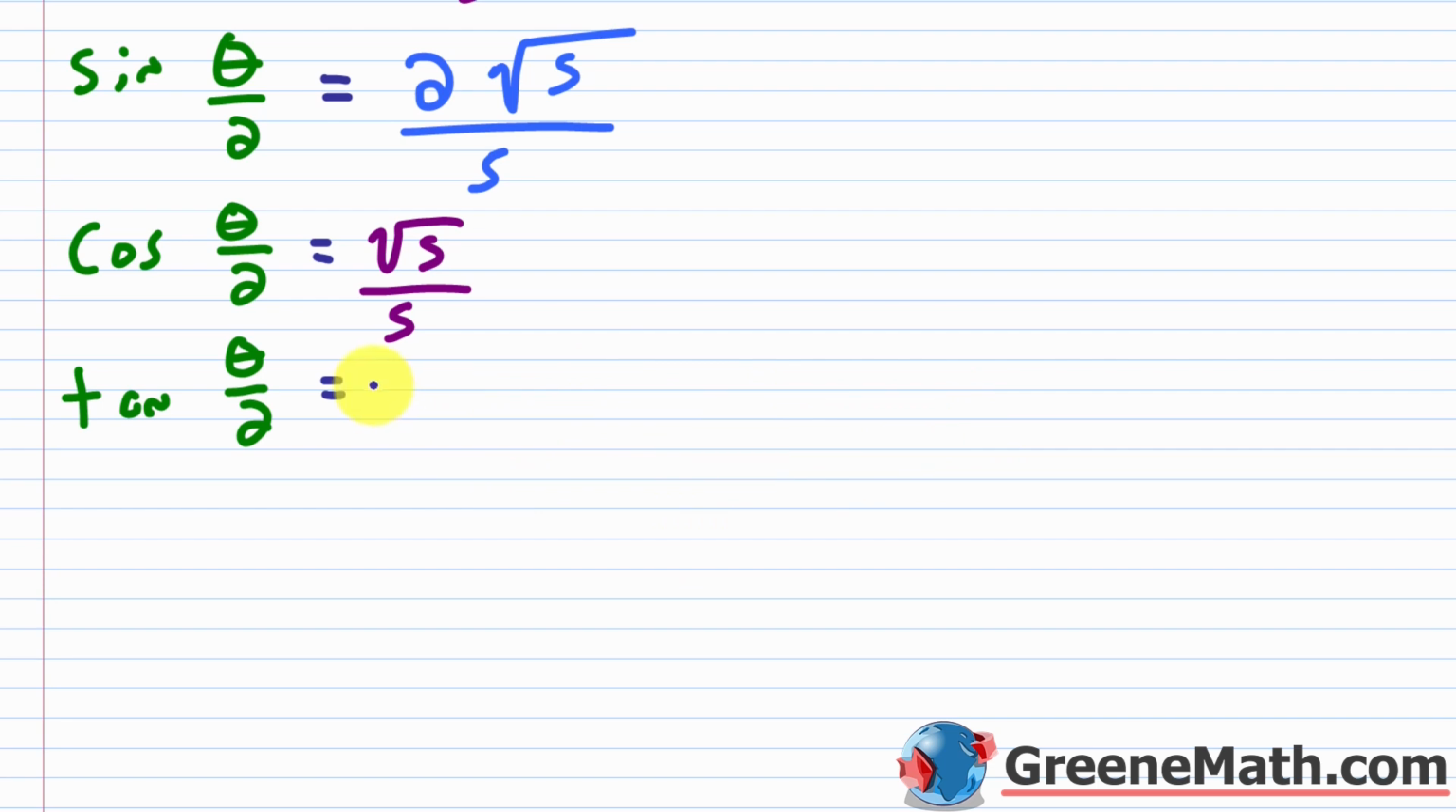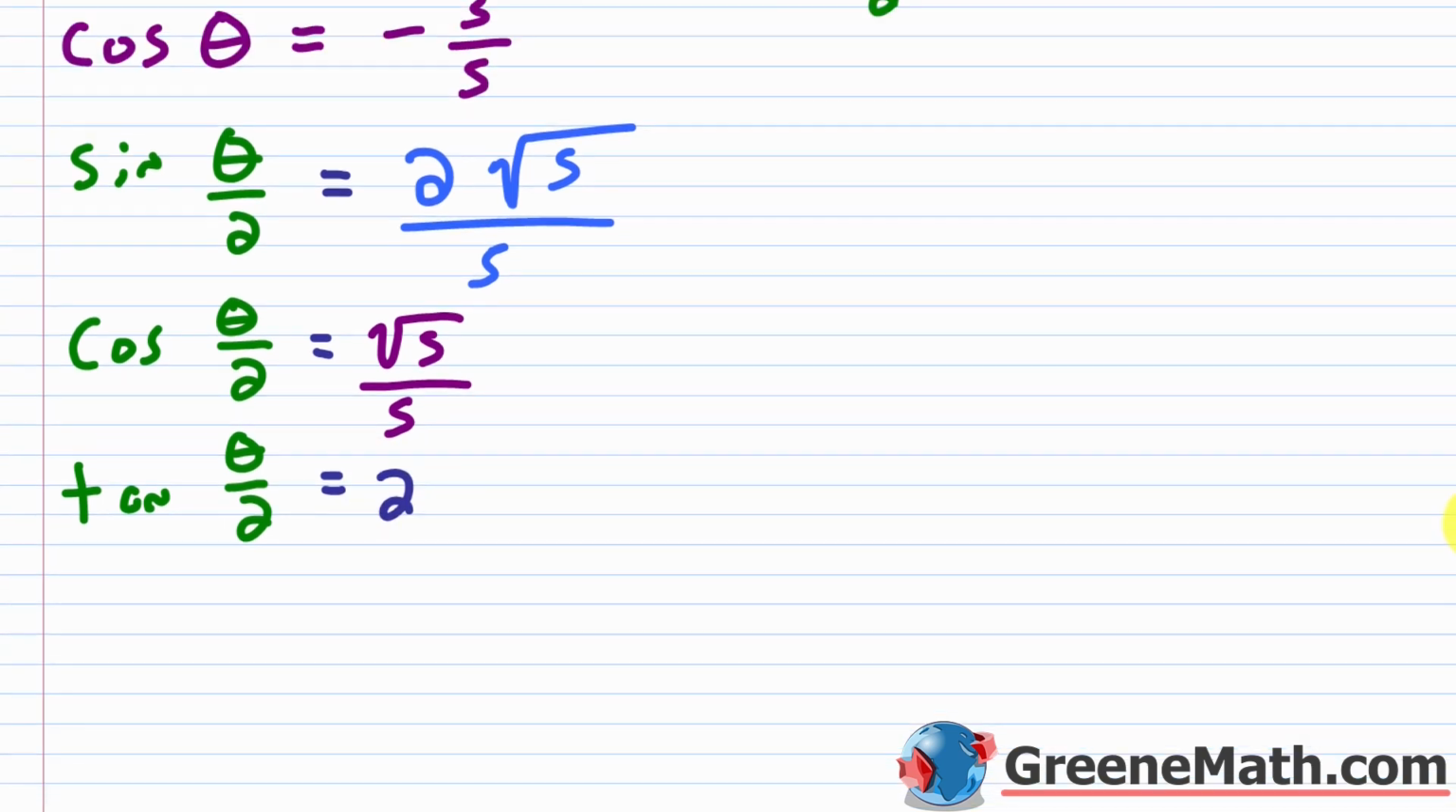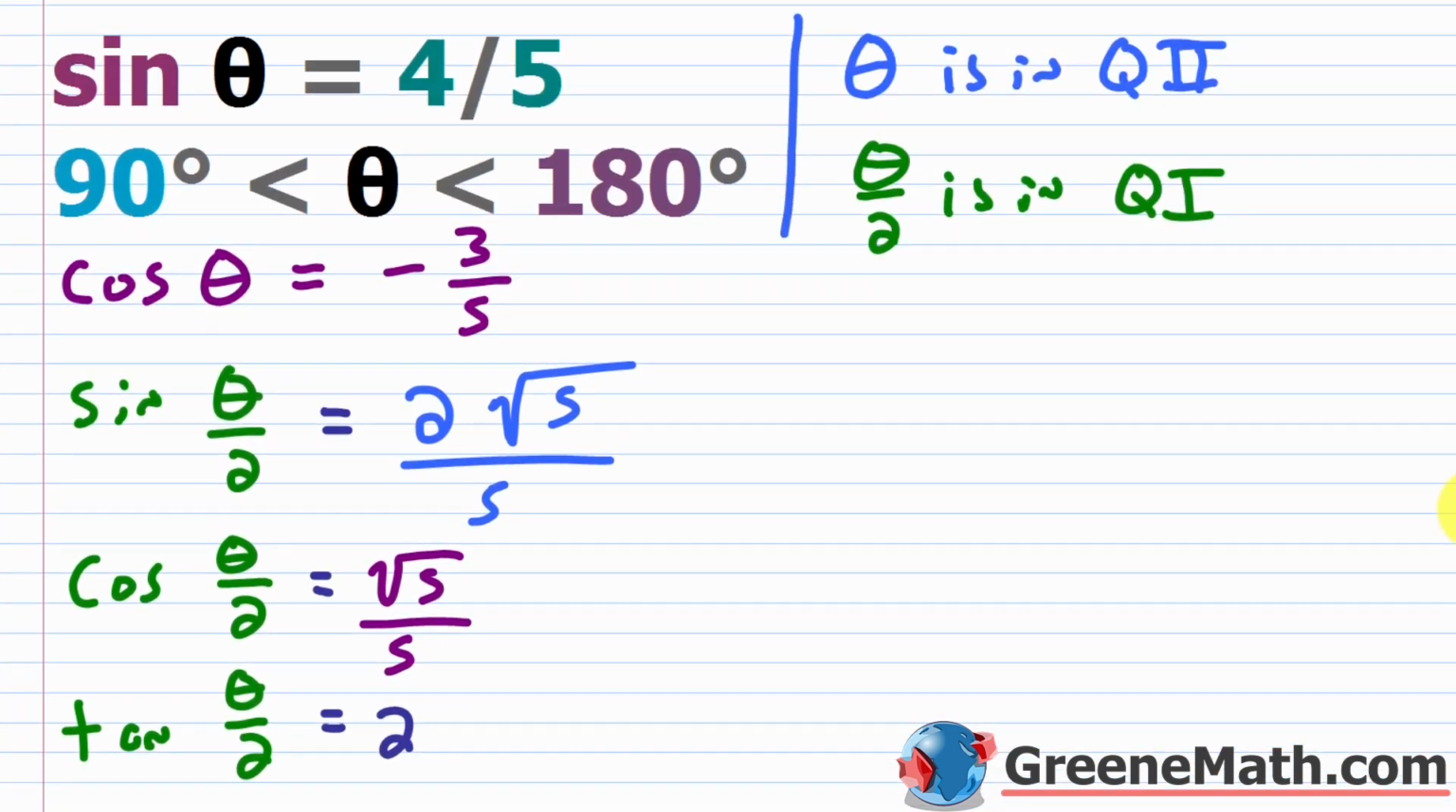So now we've found all of the guys that we were looking for. So if we're looking for the sine of theta over 2, it's 2 times square root of 5 over 5. The cosine of theta over 2 is square root of 5 over 5. And the tangent of theta over 2 is just going to be 2, okay?